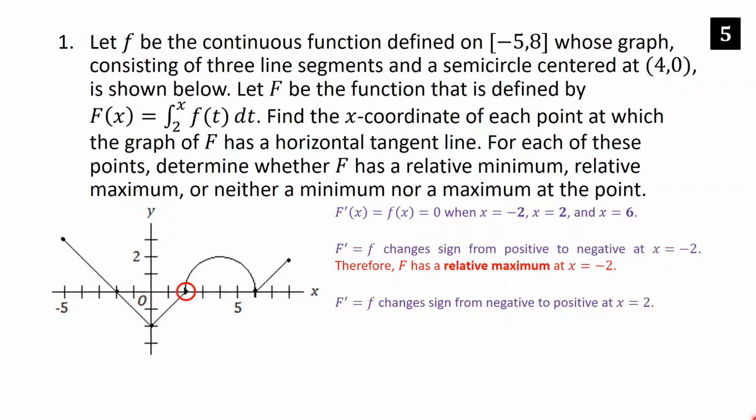Capital F prime equals little f changes sign from negative to positive at x equals 2. It's below the x-axis and then it's above the x-axis from left to right. So therefore, capital F has a relative minimum at x equals 2.